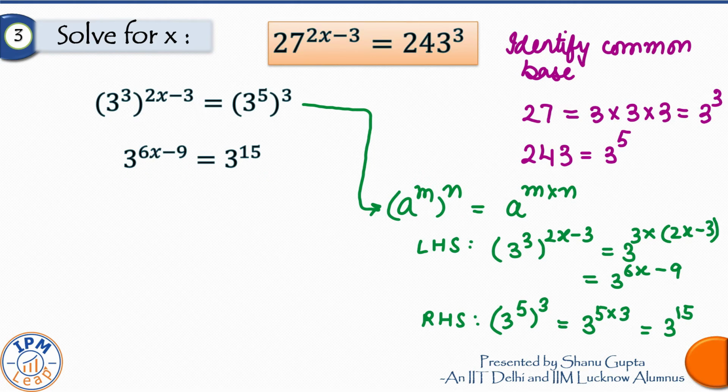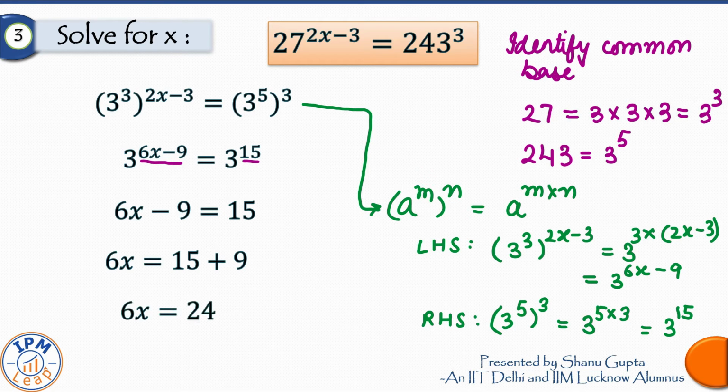And since the bases on both sides of this equation are equal, we can equate the exponents also. 6x minus 9 is equal to 15. So 6x is equal to 15 plus 9. 6x is equal to 24, which means x is equal to 4. And that's our answer for the given exponential equation.